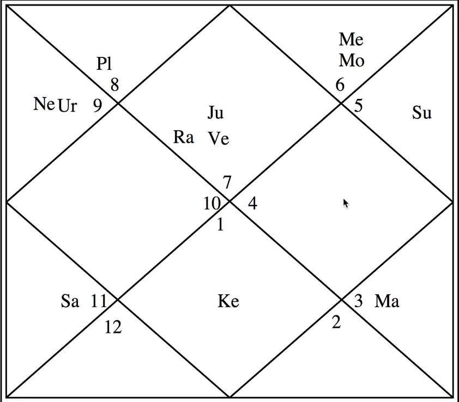And lastly, I would say both the houses of money, that is the 11th house and the 2nd house, are afflicted by Saturn because Saturn aspects the 10th house from where it sits. So, 1, 2, 3, 4, 5, 6, 7, 8, 9, 10, and the 11th house. So, the 2nd house and 11th house are both houses of money.